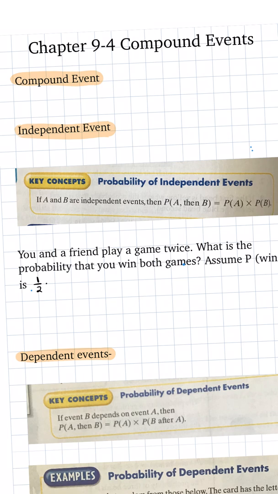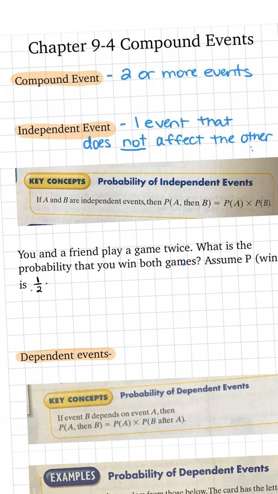Two events are independent events if the occurrence of one event does not affect the probability of the occurrence of the other. Let's write that down. So a compound event, two or more events, an independent event, one event that does not affect the other.